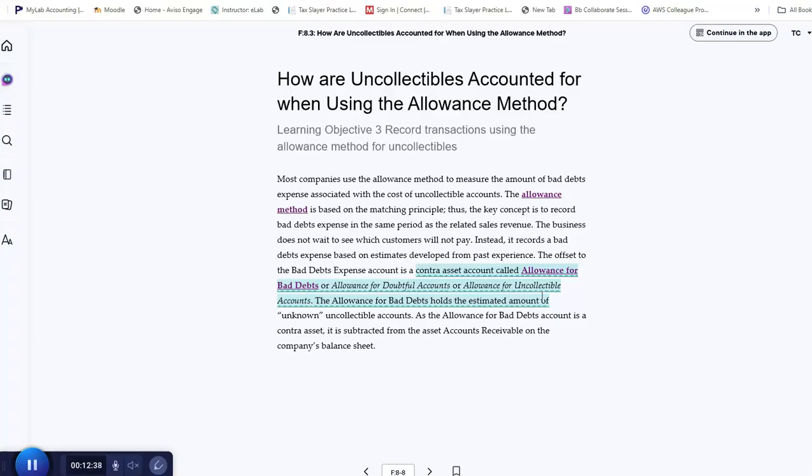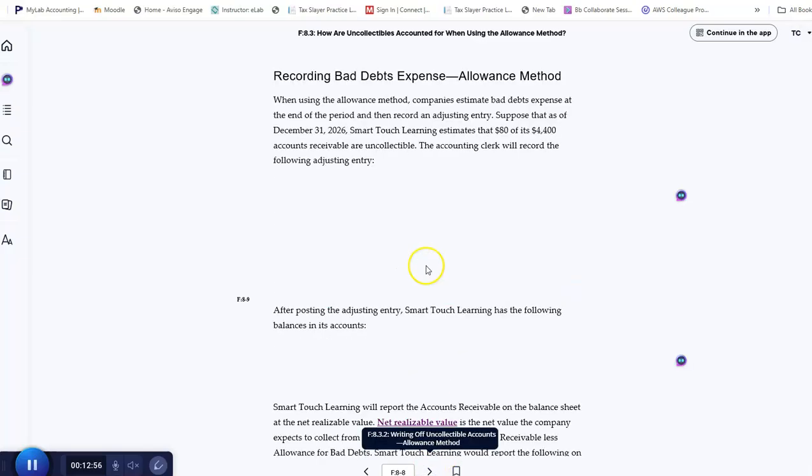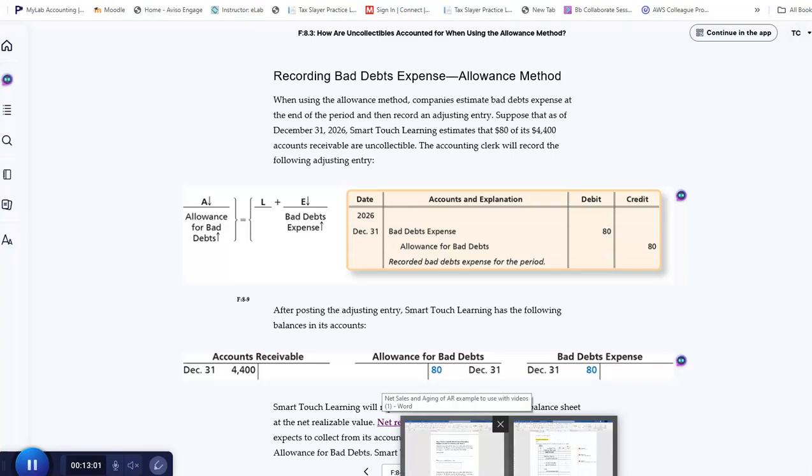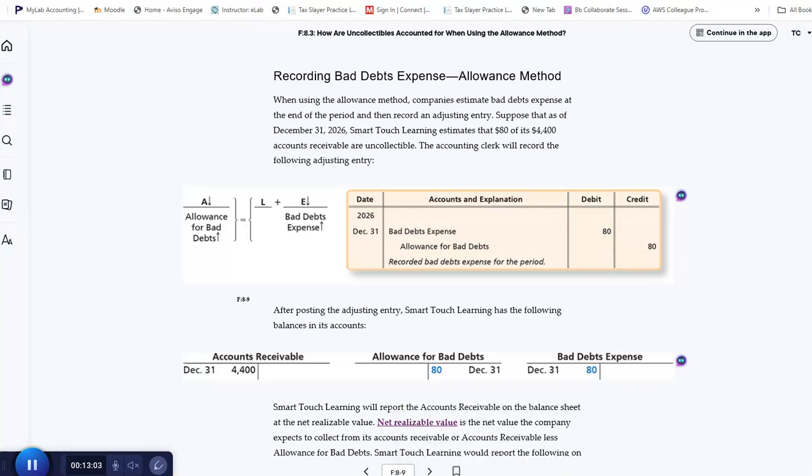So companies that follow GAAP are trying to match our expenses with the time period that we recorded our revenues. So we have to estimate the amount of people or percentage of receivables that will not be collected and make an adjustment for that. So let's take some notes on this section.